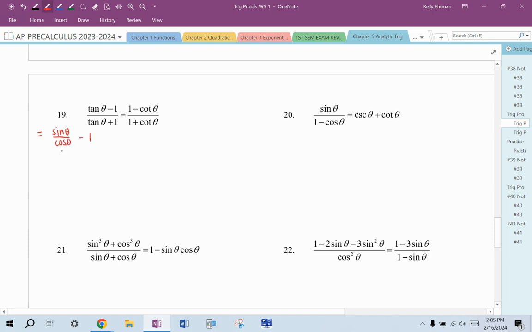So sine theta over cosine theta minus 1, and then sine theta over cosine theta plus 1. I'm going to clear out the complex fraction first, so I'm going to multiply by cosine theta over cosine theta, which is legal because you're multiplying the fraction by 1 when you do that, so you're not changing its value. So when you distribute a cosine through, you get sine theta minus cosine theta and sine theta plus cosine theta.